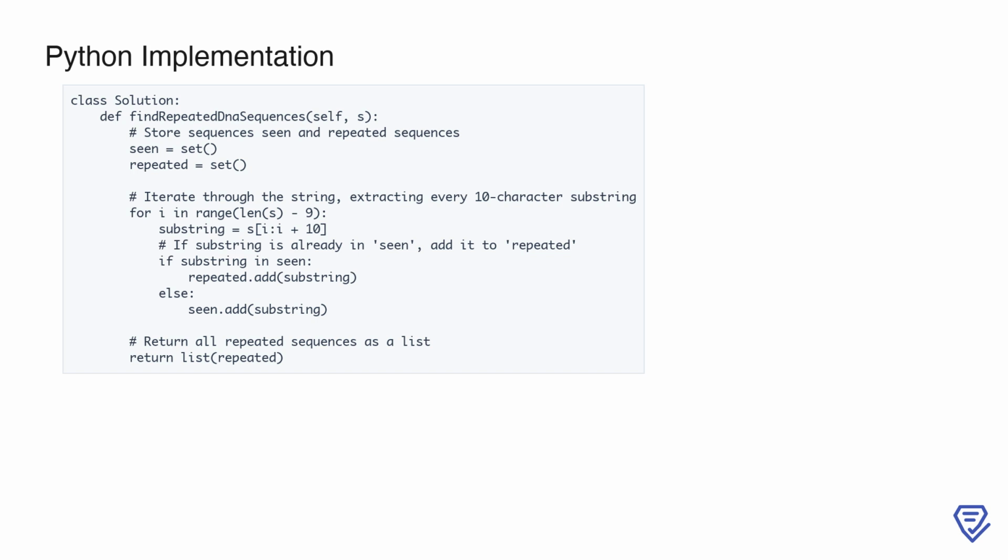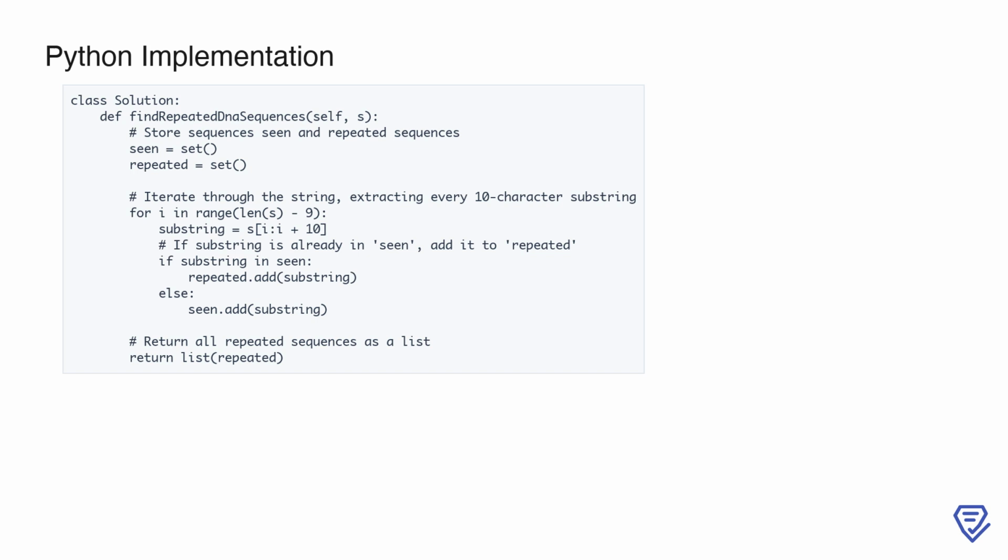If the substring is already present in the seen set, this indicates it has been encountered before, so it is added to the repeated set. If not, the substring is added to the seen set. Finally, after processing the entire string, the function converts the repeated set into a list and returns it. This ensures that the result contains only unique repeated sequences. The use of sets for seen and repeated ensures efficient membership checking and avoids duplicates.